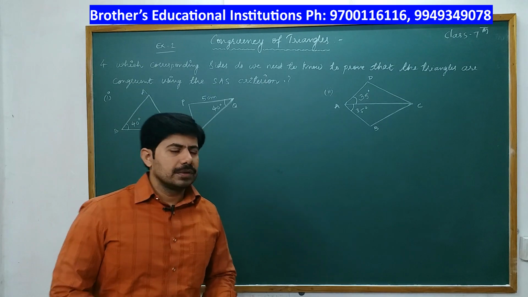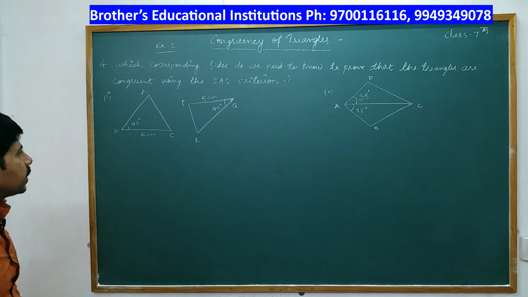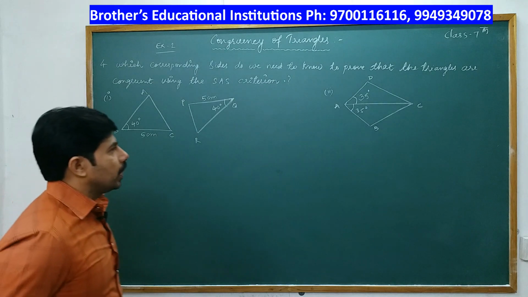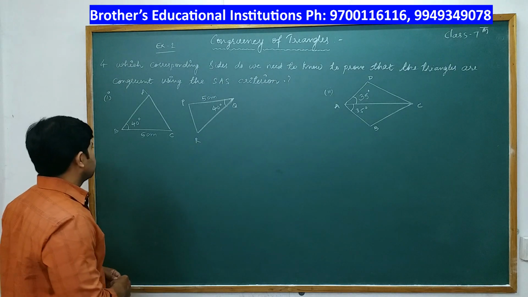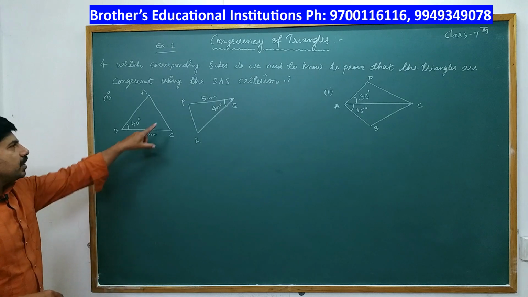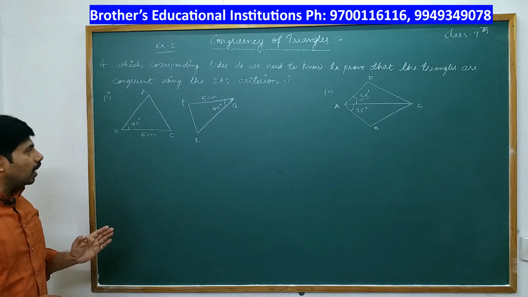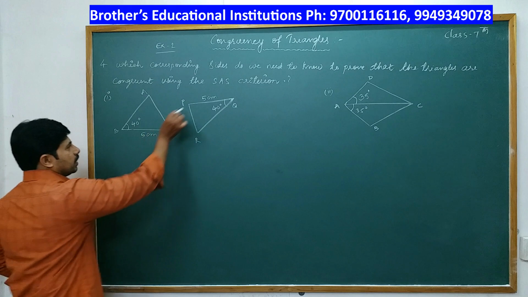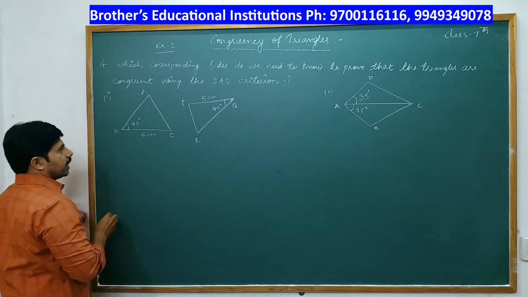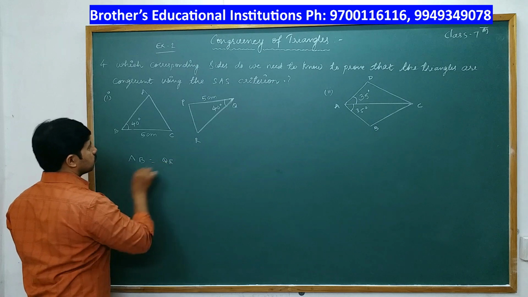Welcome back. In today's class, the first problem is: which corresponding sides do we need to know to prove that the triangles are congruent using the SAS criterion? Now here we have two triangles. BC is equal to PQ, angle B is equal to angle Q. Then the other side we need to find according to SAS. So the side and the angle are given, and the other side is AB is equal to QR.